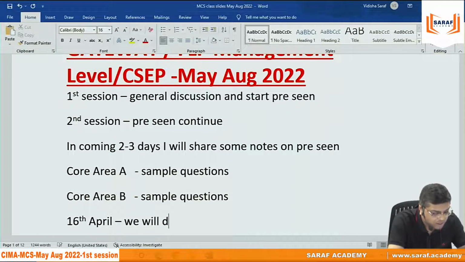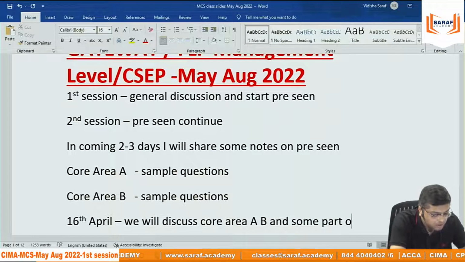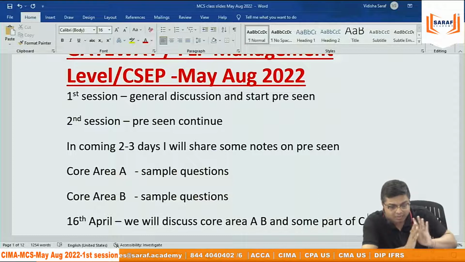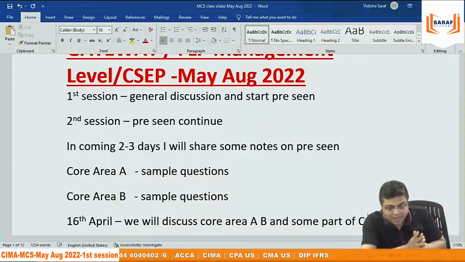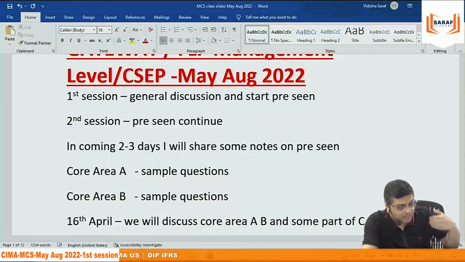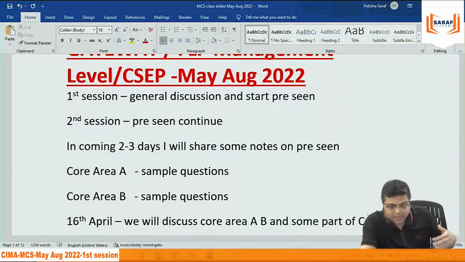we will discuss core area A, B and some part of C also. For C, I have not given you any homework. By 16th, I am not giving any homework for C. But for A and B, homework is given. You do your research, you study, you write your answer. Then we discuss at length in the class on 16th. The objective is that on 16th, we should have a very good understanding relating to core area A and B. That's our purpose. Generally, if time permits, as I have experienced in many classes, I will be able to discuss some portions of core area C also.